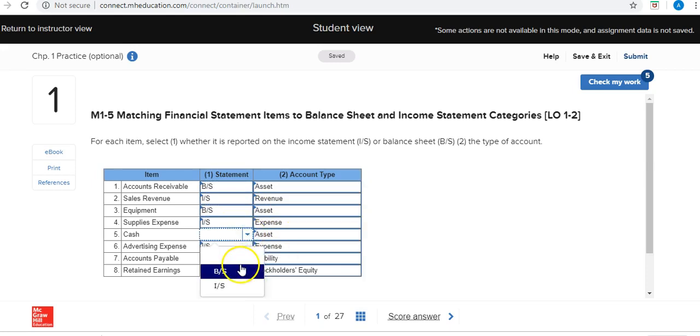They represent future benefits. We've got a liability or debt here. We said liabilities are identified by the word payable. That goes on the balance sheet. And stockholders' equity, also part of our balance sheet.